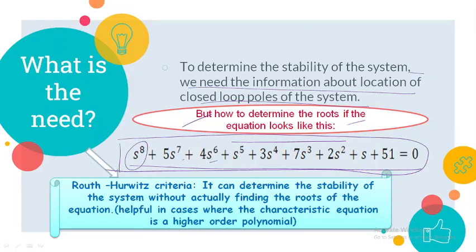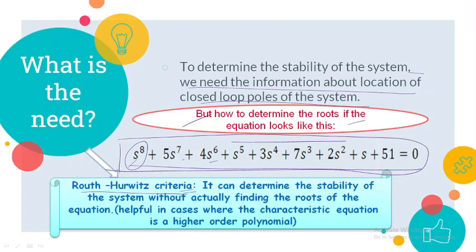So if it goes to higher order, then it becomes really difficult to find out the roots of the equation, and if you are not able to find the roots of the equation, how can you determine the stability of the system? That's one major big problem, and that's why the Routh-Hurwitz criteria is needed. So what is Routh-Hurwitz criteria? I have written it over here.